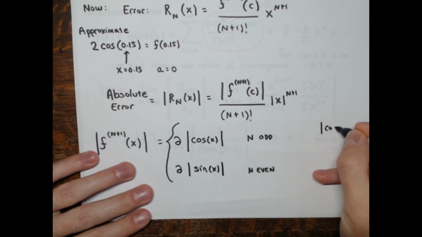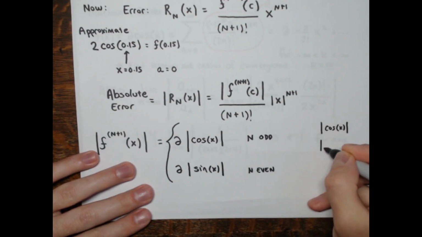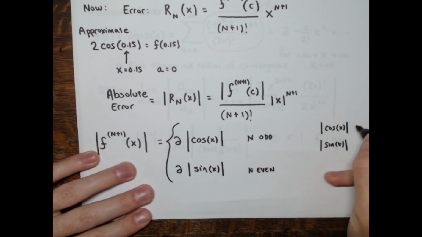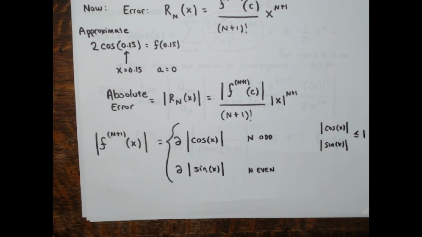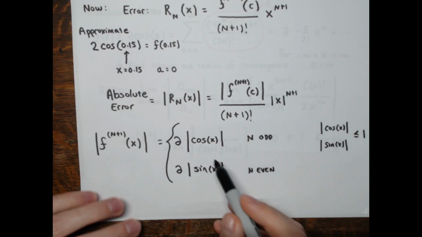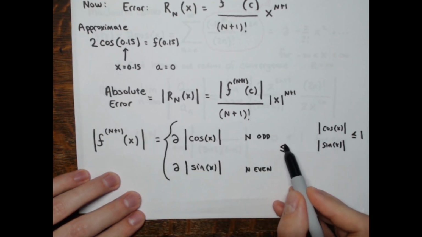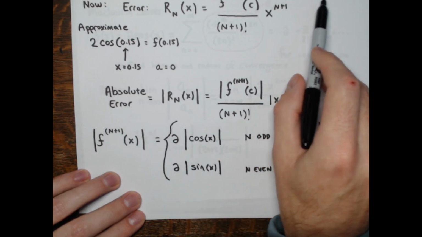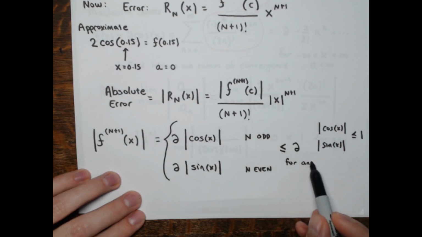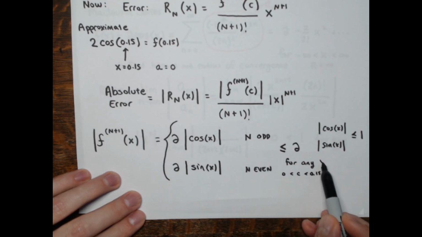remember the absolute value of cosine and the absolute value of sine are always less than or equal to 1. Always less than or equal to 1. That was something you may recall from a trig class, when you first learned about sine and cosine. So this here is less than or equal to 2 for any x, not just values between 0 and 0.15, but for any x, especially between these two.